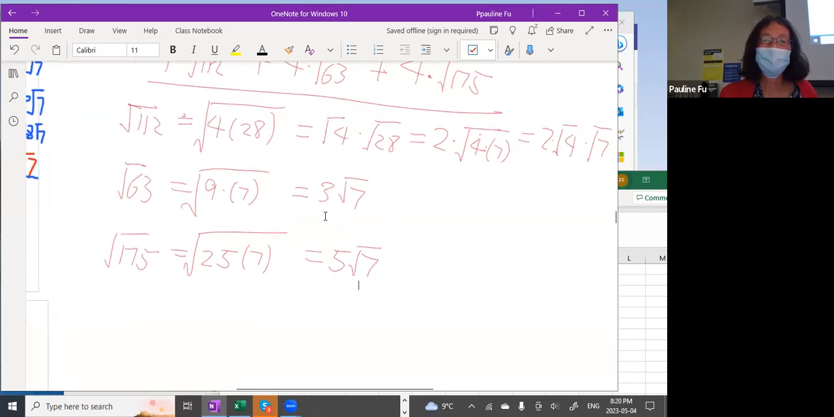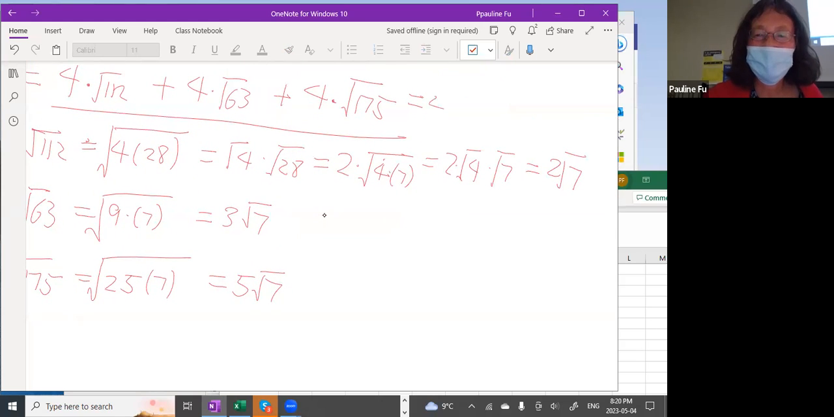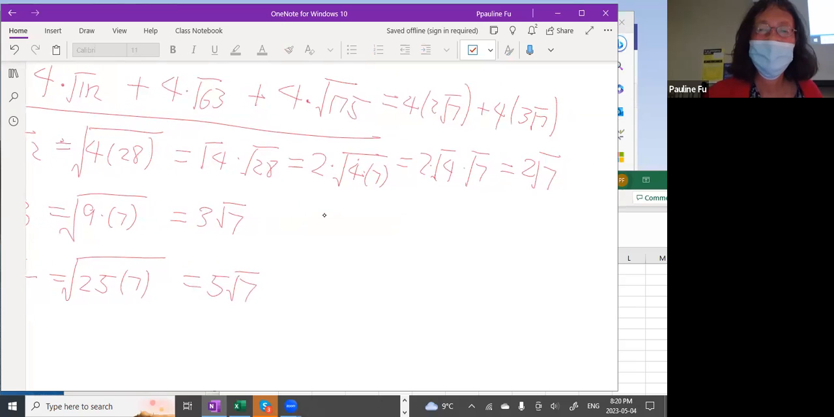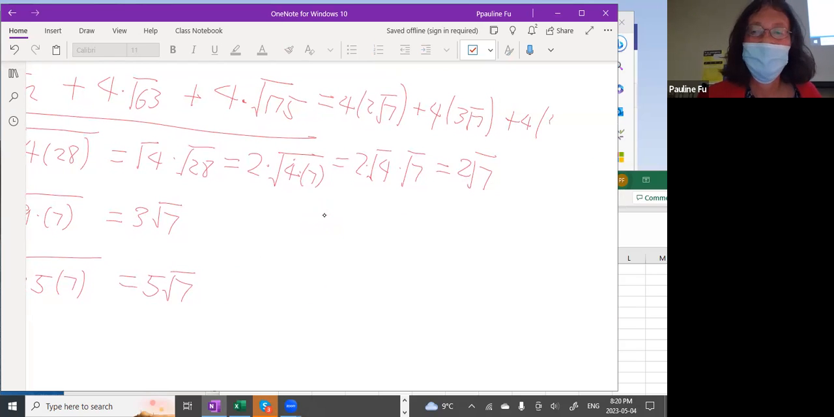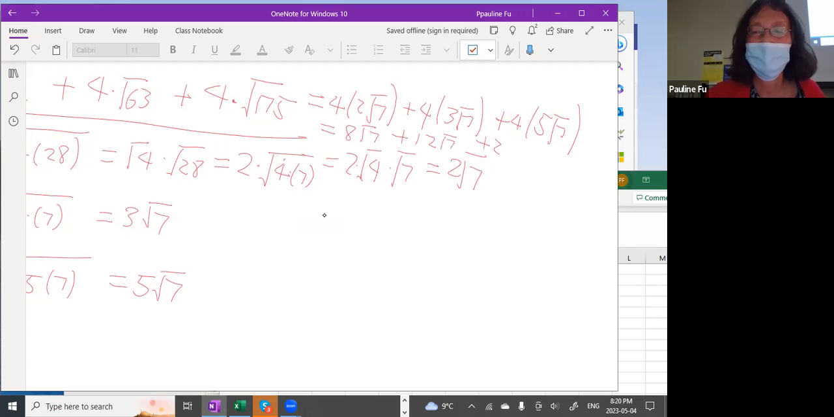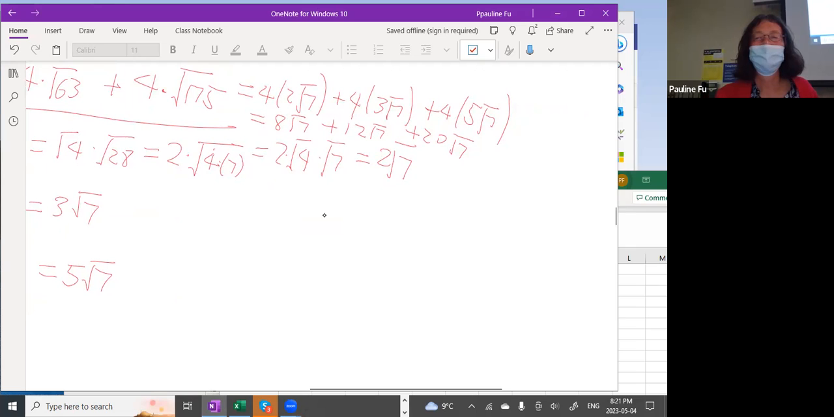Okay. And now going back here, equal to 4 times square root of 112, which is 4 times 2 square root of 7. Plus 4 times square root of 63, so 3. Last one, 4 times square root of 175, so 5. So all the items have square root of 7. So this is 8 square root of 7, 12 square root of 7, 20 square root of 7. So the last answer is 40 square root of 7.